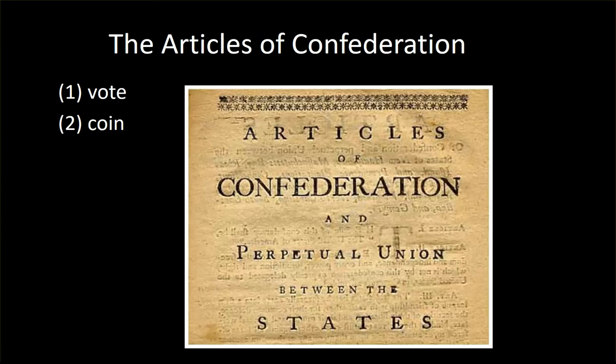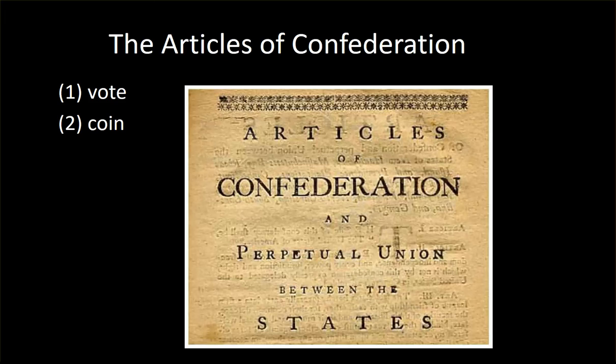Because remember, that's one of the things that Britain had done that really annoyed the colonists. So they're like, no regulation of trade. Congress could ask each state to give them money, but there's no guarantee that the states would send anything or how much they would send. So under the Articles of Confederation, it's really not possible to have a powerful national government.